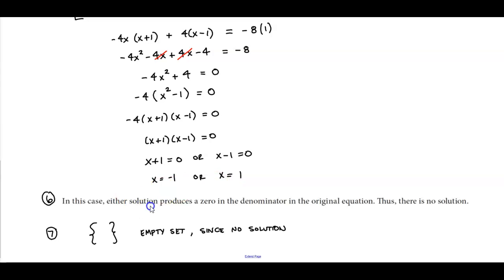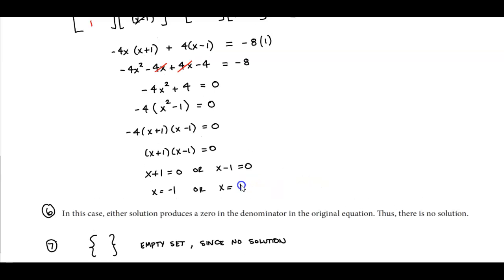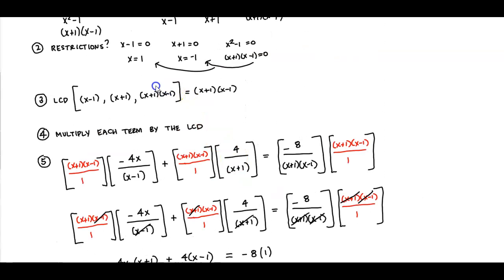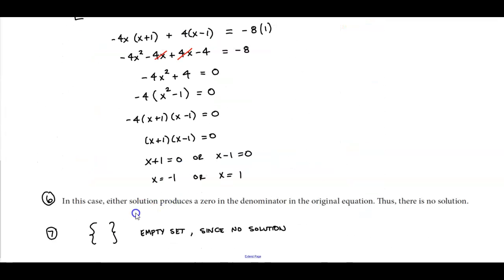In this case, either solution produces a 0 in a denominator in the original equation, because these represent the two numbers that we got for our restrictions. So that means that we do not have a solution. So we have braces with nothing in it, called the empty set, since there is not a solution.